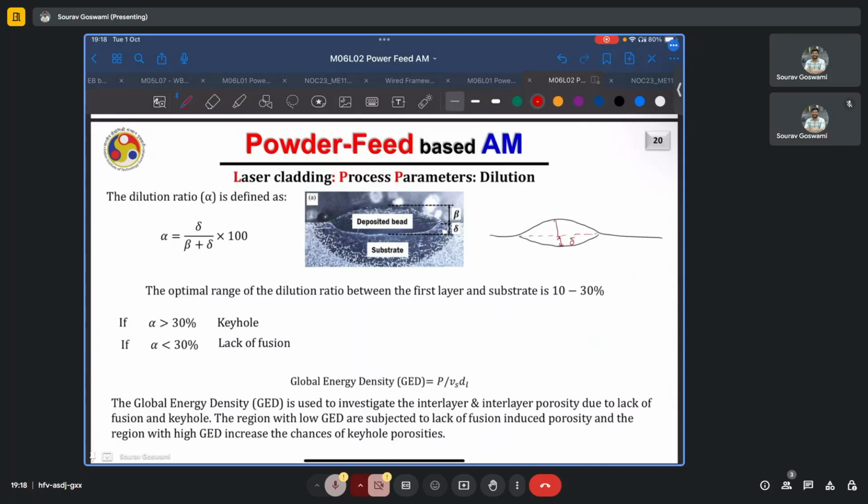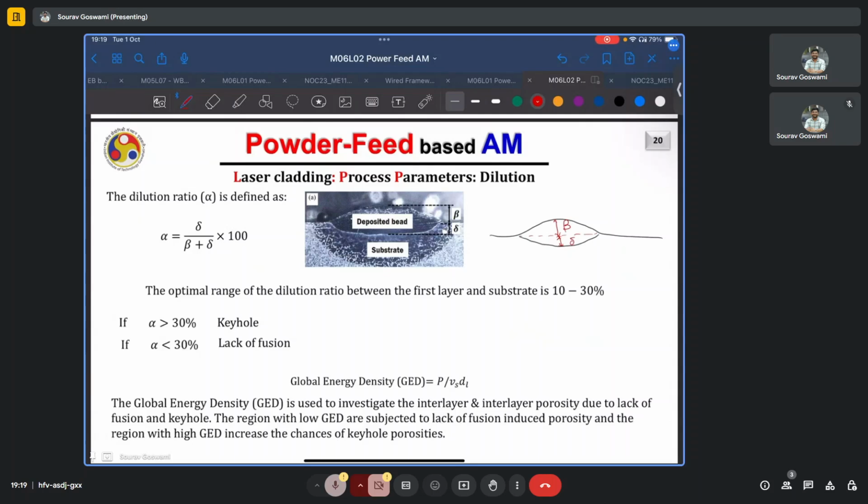Beta is the height of the melt pool above the substrate, and the dilution ratio alpha itself is defined as delta by beta plus delta into 100. The optimal range for dilution ratio between the first layer and the substrate lies between 10 to 30%.